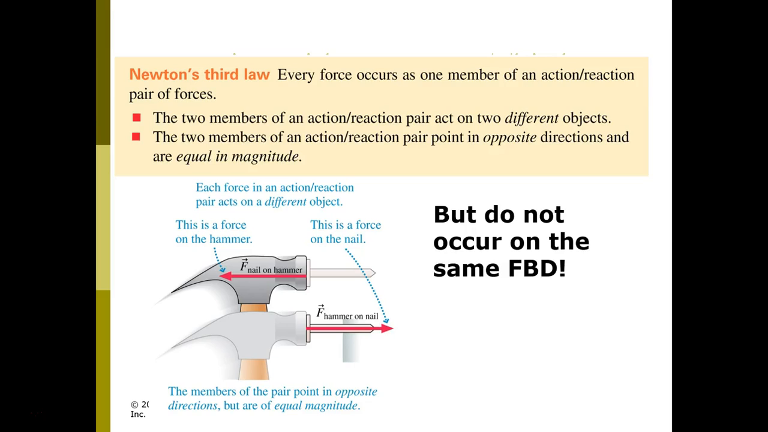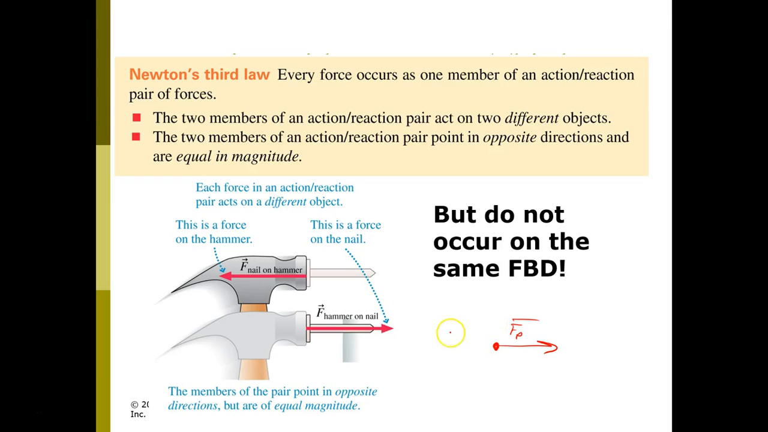Once again, here's just another example. We have the force of the hammer on the nail and the force of the nail on the hammer. What's important to remember, though, is that whenever we draw our free body diagram, we don't ever include both forces of the action and reaction pair. If we're studying the nail, we're going to look at the force of the hammer on the nail, and that would be our force right there. We wouldn't include that other force of the nail on the hammer.